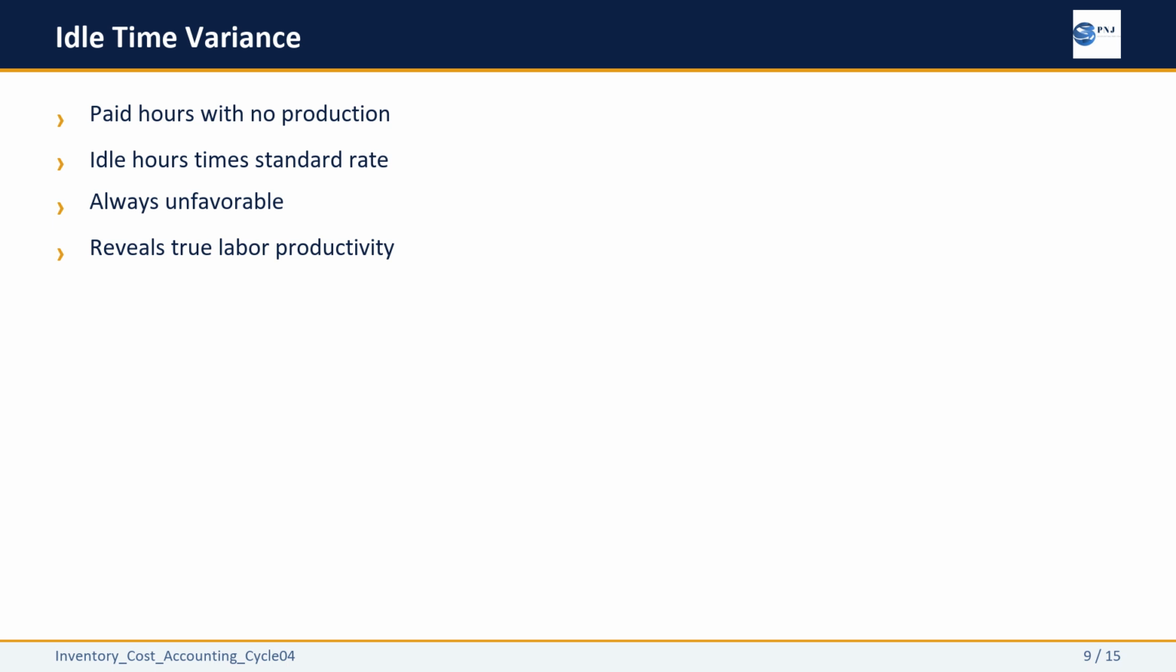You isolate it as idle hours times the standard rate, and it is always unfavorable because you are paying for nothing. Why bother separating it? Because once you strip idle time out, the remaining efficiency variance shows true labor productivity, how well people worked when they actually had work to do. Lumping the two together would unfairly blame your crew for a maintenance failure.